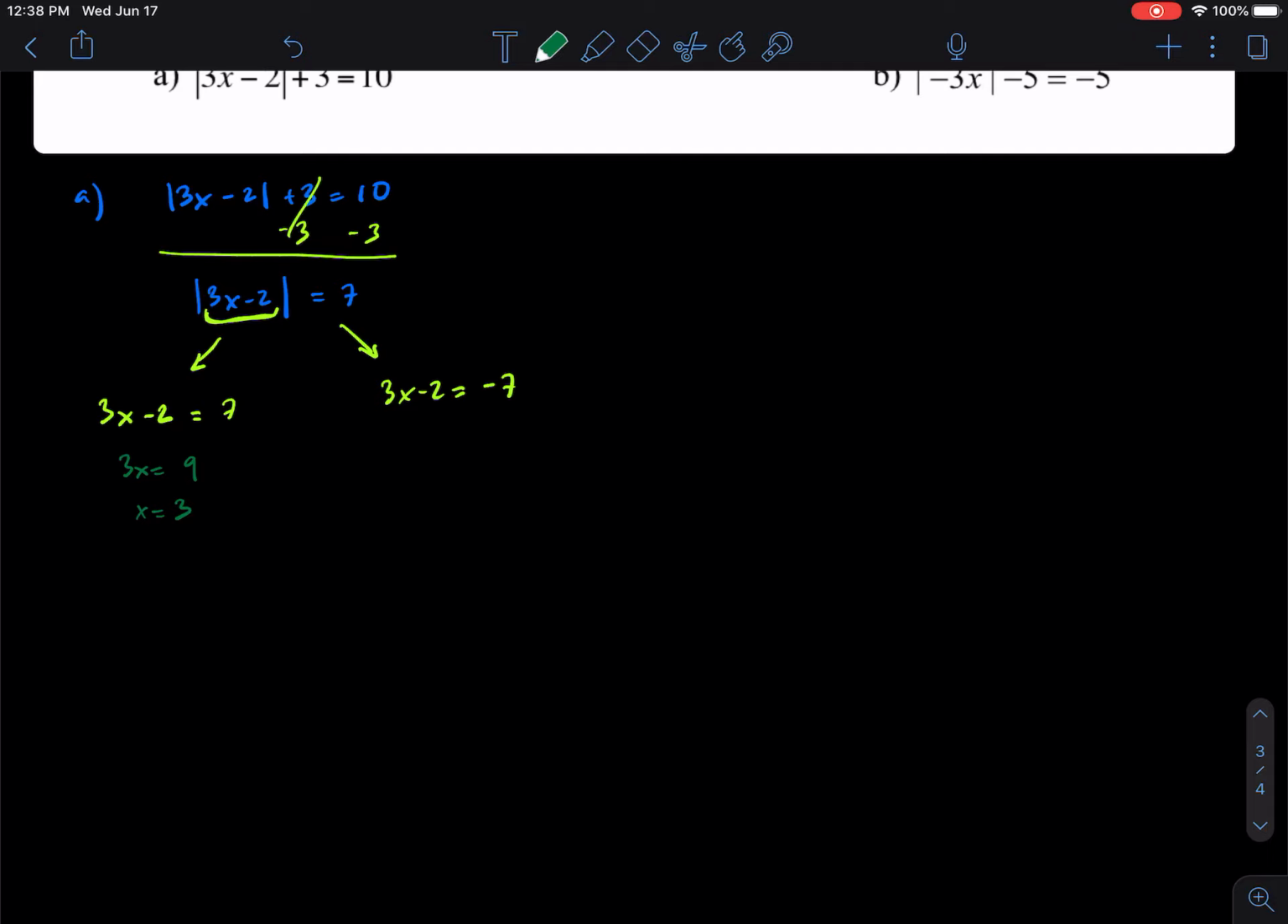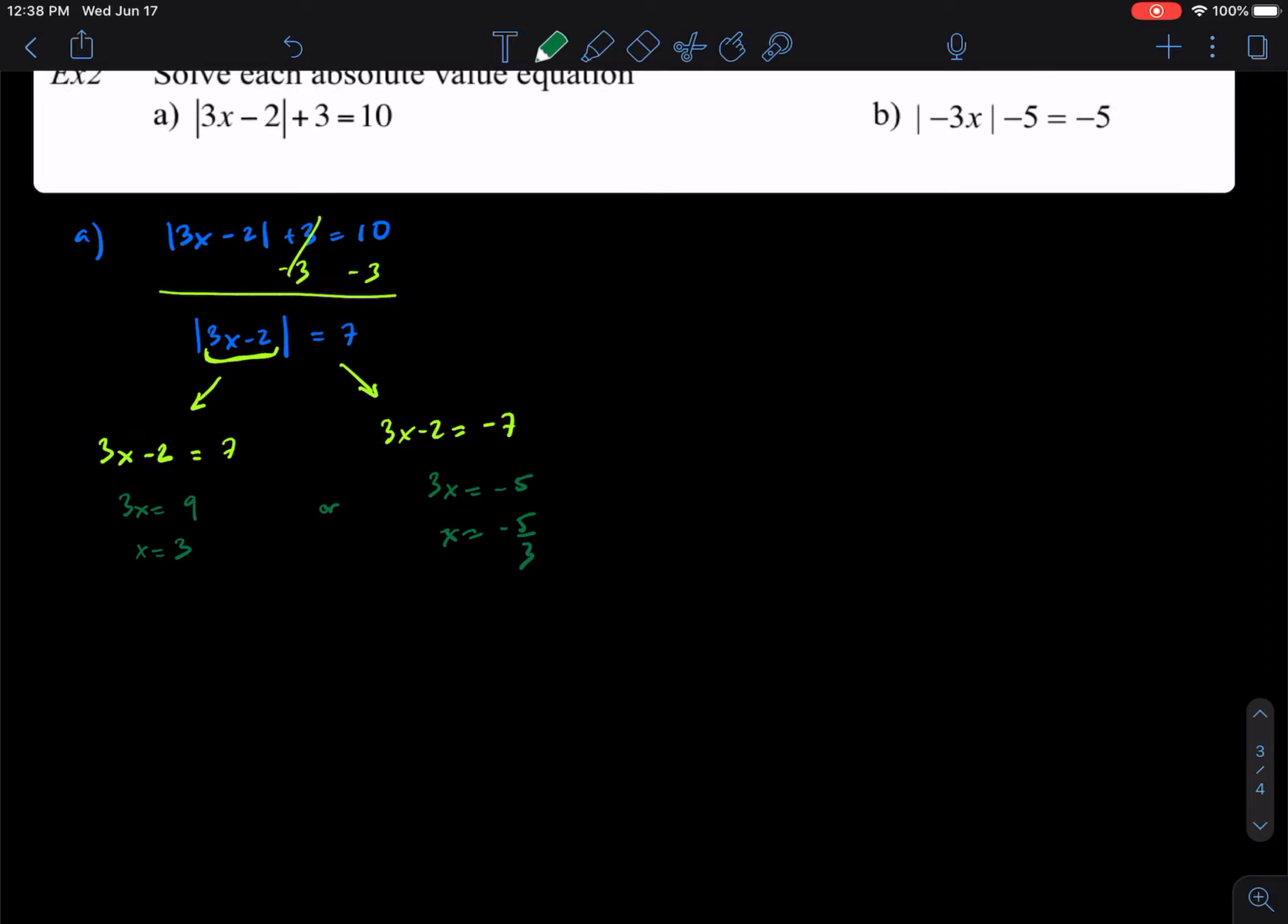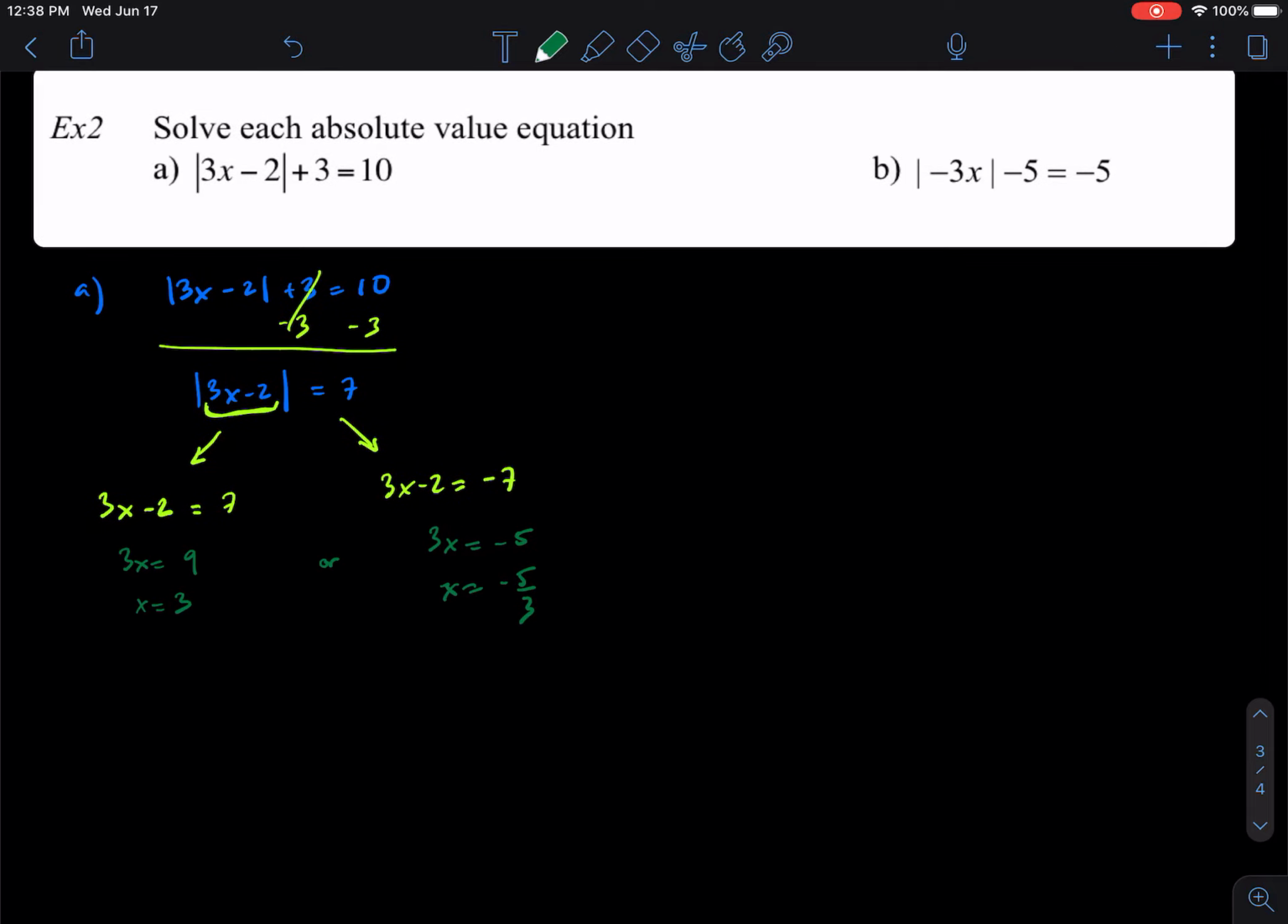So x is 3, or x is negative 5/3. All right, so let's just try this out, just one of these answers here. Let's just look at this.